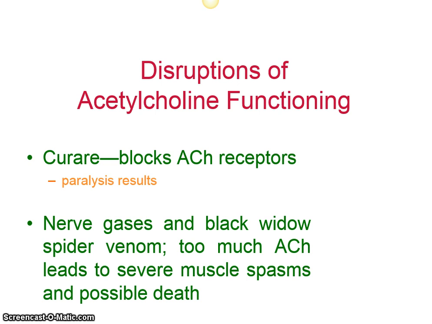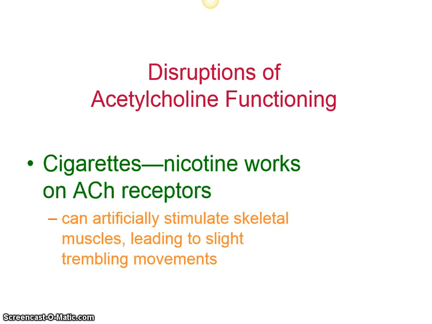Nerve gas and black widow venom act like agonists. Remember, agonists imitate or mimic a neurotransmitter. So nerve gases and black widow venom attach to the receptor sites and result in too much acetylcholine, causing severe muscle spasms and possibly death. Nicotine also acts as an agonist because it can artificially stimulate skeletal muscles, leading to slight trembling movements.